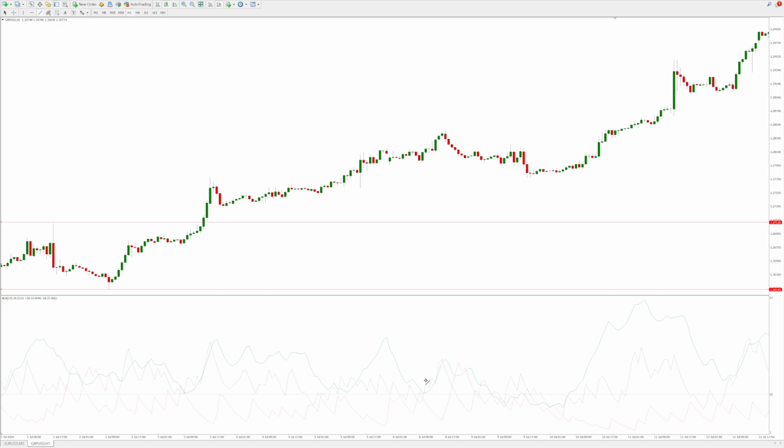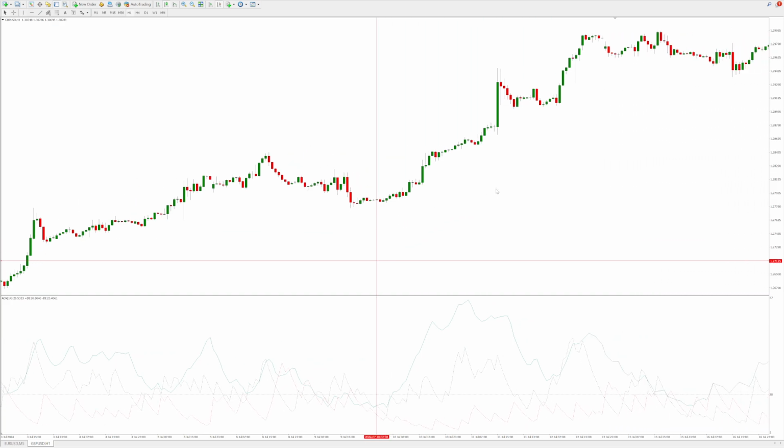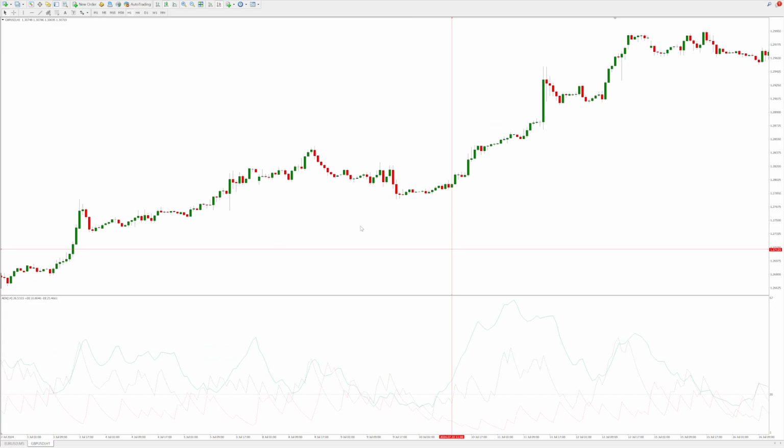Moving along, we have another opportunity here where you can see the ADX was telling us strong momentum upwards, green above the red. This is a point where we could start to look for buy signals.